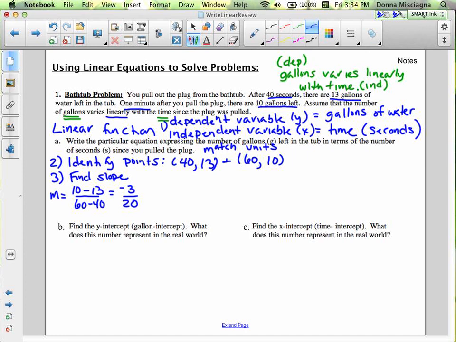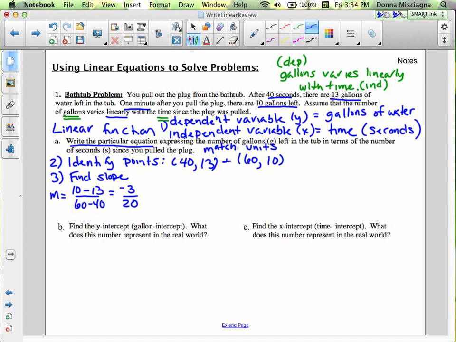Now that we've got slope, we want to write the equation for that. It says write the equation. Notice it does not say you have to write it in slope-intercept. You can write it in slope-intercept, you can write it in point-slope, or you can start with point-slope and change it to slope-intercept. Any of those would be correct. We're not going to be able to write directly into standard anyway. And actually, we can't write directly into slope-intercept form because we don't know how much water was in the bathtub.